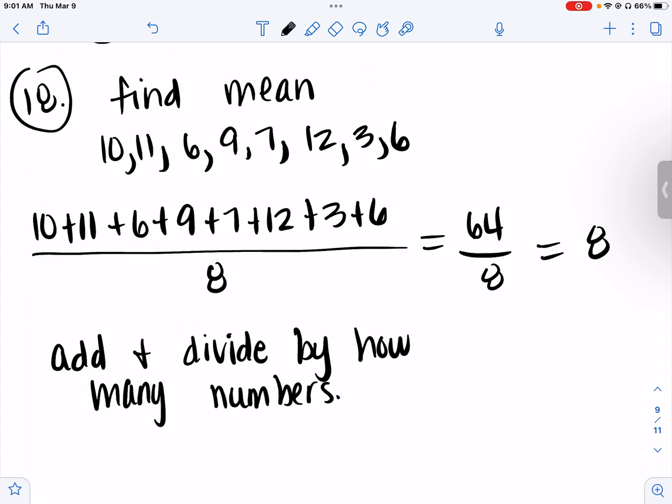Number 18, find the mean of 10, 11, 6, 9, 7, 12, 3, 6. The mean is when you add the numbers and divide by how many numbers. So when you add the numbers, you get 64. You divide by 8 because there were 8 numbers. 64 divided by 8 equals 8. So the mean equals 8.